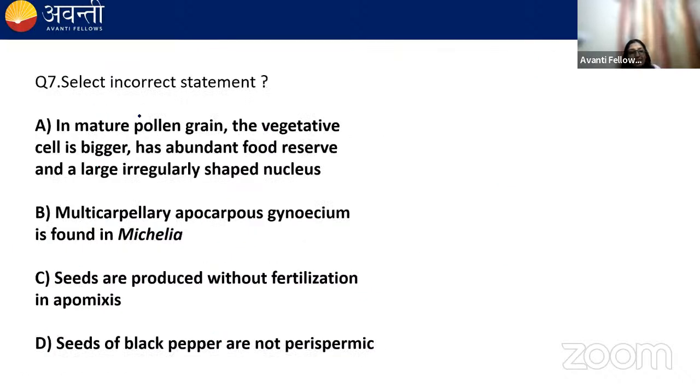Next question says, select the incorrect statement. Statement A says in mature pollen grain, the vegetative cell is bigger and has abundant food reserve and a large irregularly shaped nucleus. Option B says multicarpellary apocarpous gynoecium is found in Michelia. Option C says seeds are produced without fertilization in apomixis. Option D says seeds of black pepper are not perispermic. Quickly answer me in the chat box what you think will be the correct answer for this question.